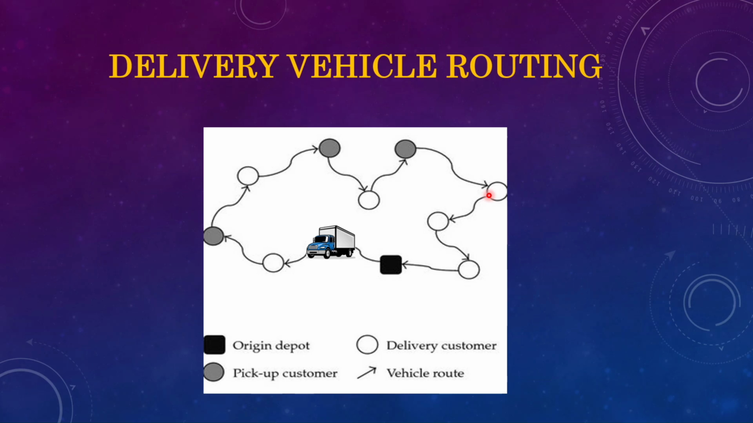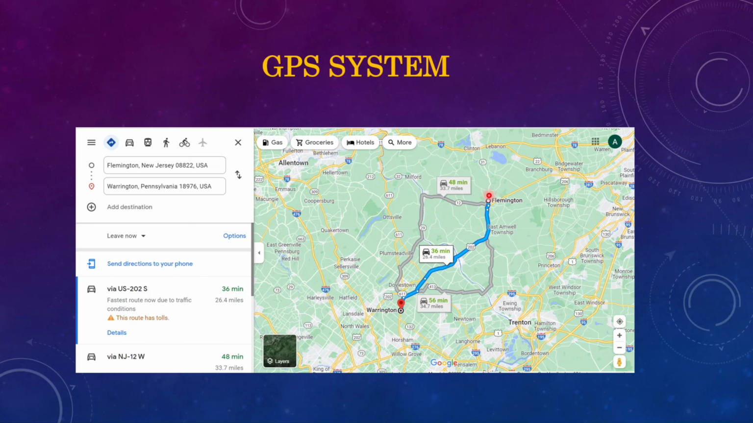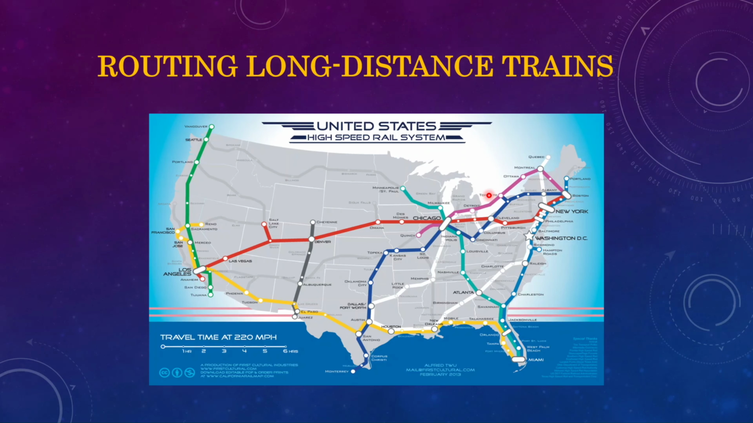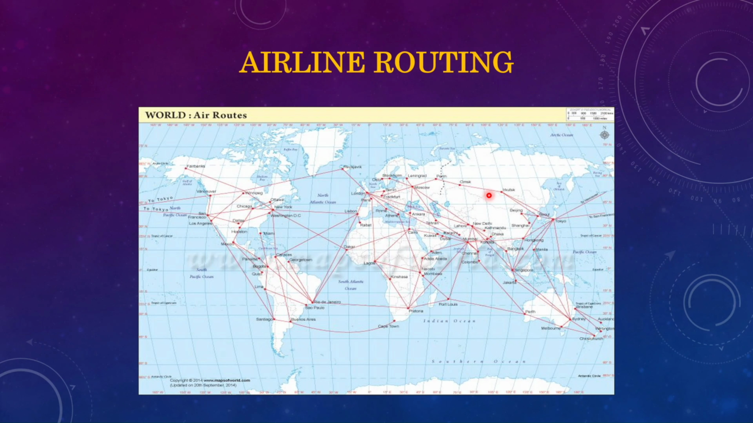The traveling salesman problem is used by delivery agents to deliver the parcels to the respective customers in a way covering the shortest distance to minimize the delivery cost. It is useful in GPS maps for providing the shortest route between two places. It is used for routing long distance trains and also flights.